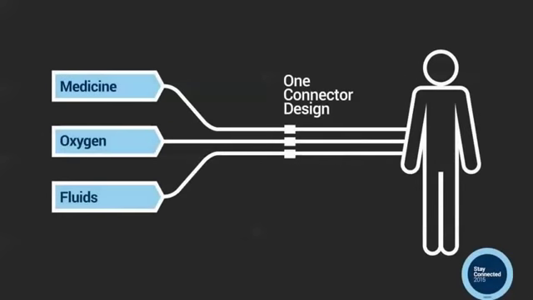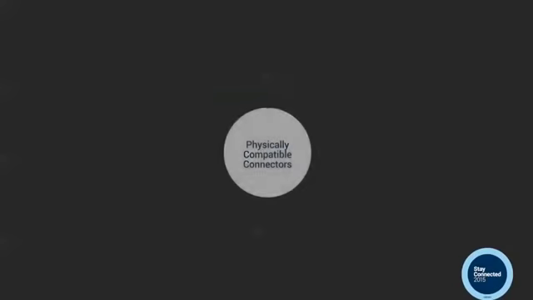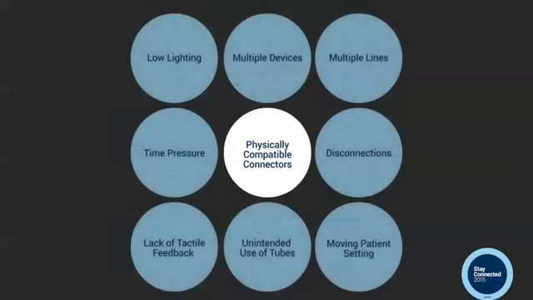A medical device tubing misconnection is when a connection is made between devices that were not intended to connect, unintentionally delivering medication, oxygen, or fluid to the wrong place. Misconnections can happen because connectors are physically compatible, plus, certain circumstances contribute to the possibility of a misconnection.